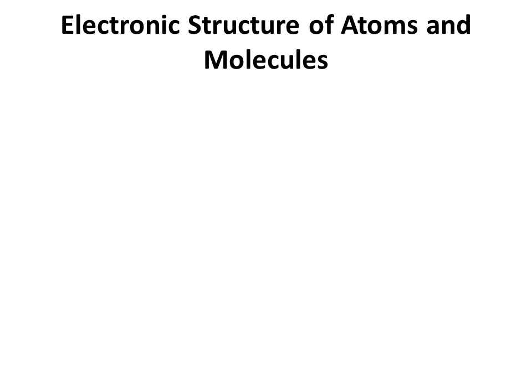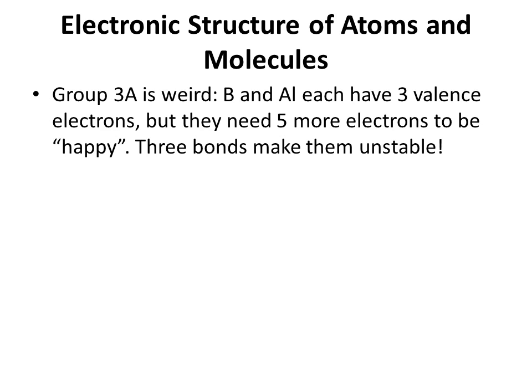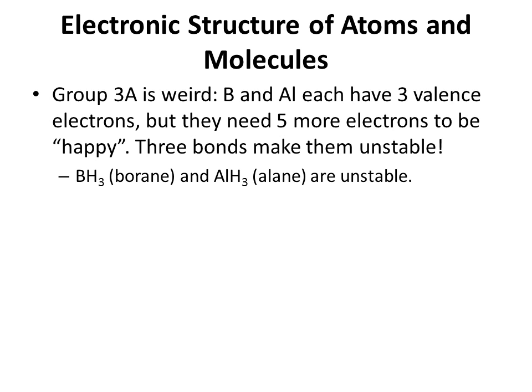Group 3A is a weird group. Boron and aluminum each have 3 valence electrons, but they need 5 more electrons to be happy. So if they are able to make 3 bonds with those 3 electrons, they'd get 6, which wouldn't be an octet, so that would make them unstable. If you consider borane, the simplest way to write that is BH3, and alane, AlH3. In both of these cases, the central atoms are unhappy because they don't have an octet.